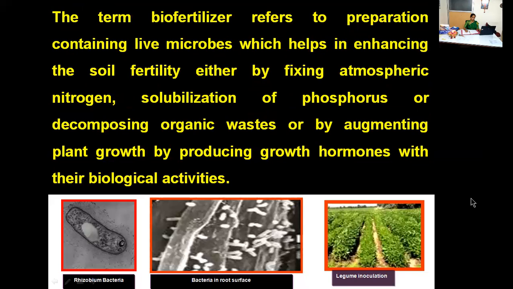The term biofertilizer refers to a preparation containing live microbes which helps in enhancing the soil fertility either by fixing atmospheric nitrogen, solubilization of the phosphorus, or decomposing organic waste, or by augmenting plant growth by producing growth hormones with their biological activities. Here you could see the rhizobium bacteria on the root surface, like a nodule condition. Next, legume inoculation, where you are going to get very healthy crops.